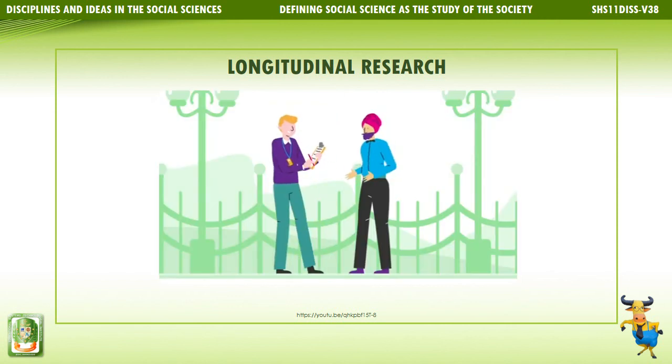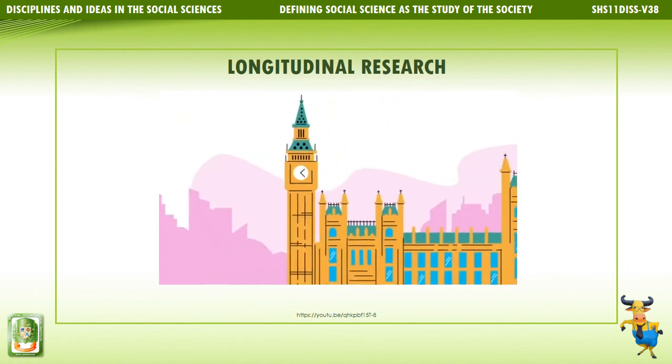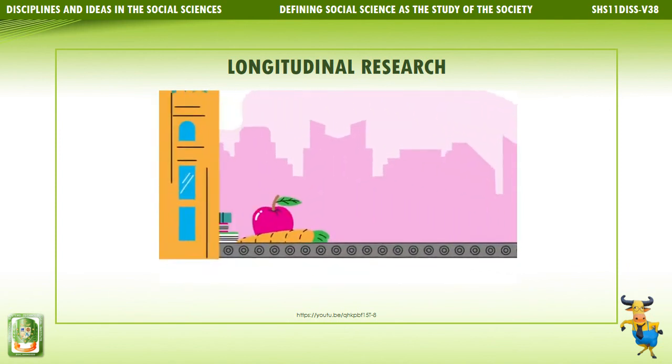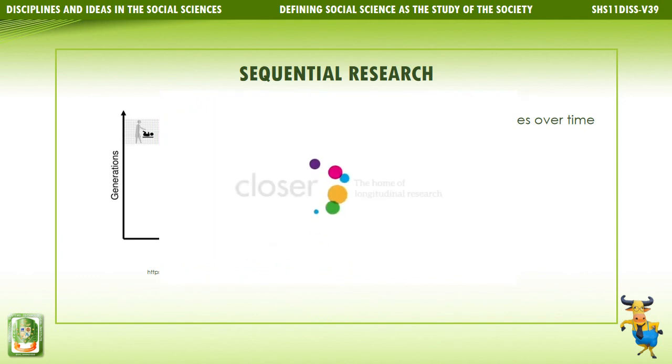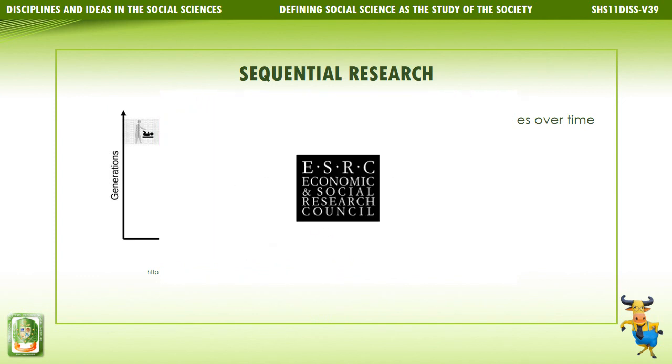Information from the studies helps to improve people's lives by informing government policy in areas such as health, education, and employment. Sequential research. This is a type of research design carried out in a series over a time interval.